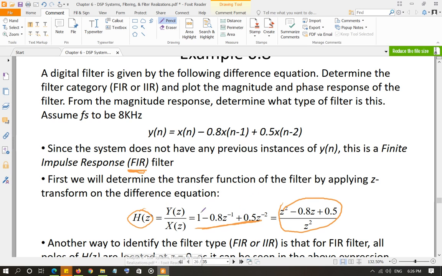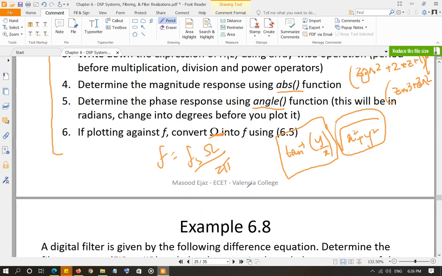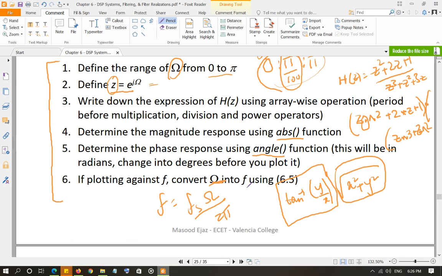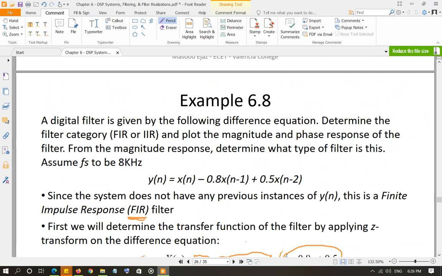And once you have H(z), once you have this equation right here, if you are using MATLAB to plot the response of the system, that's all you need. You're going to take this equation and go up, and this is step number 3. That equation you already got, so you're going to just put this equation here using arraywise operation, and that's it. It's going to calculate H(e^jω), because you have already defined that z is equal to e^jω. And then you're going to calculate the magnitude response and phase response.